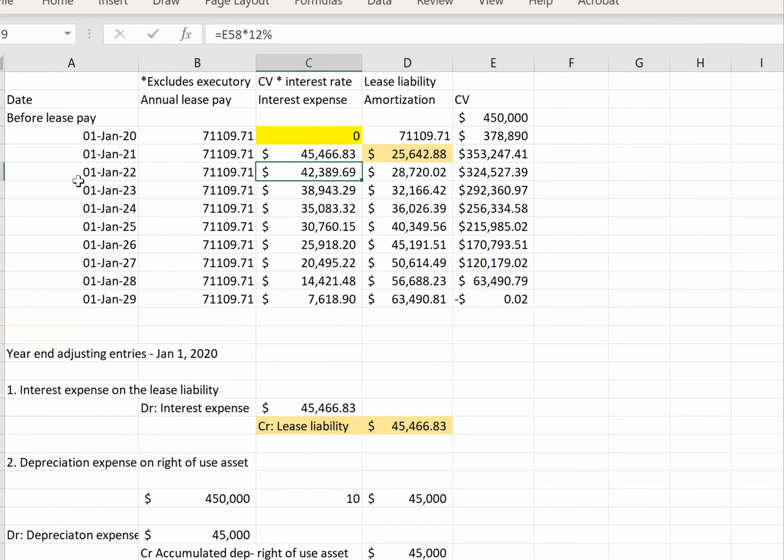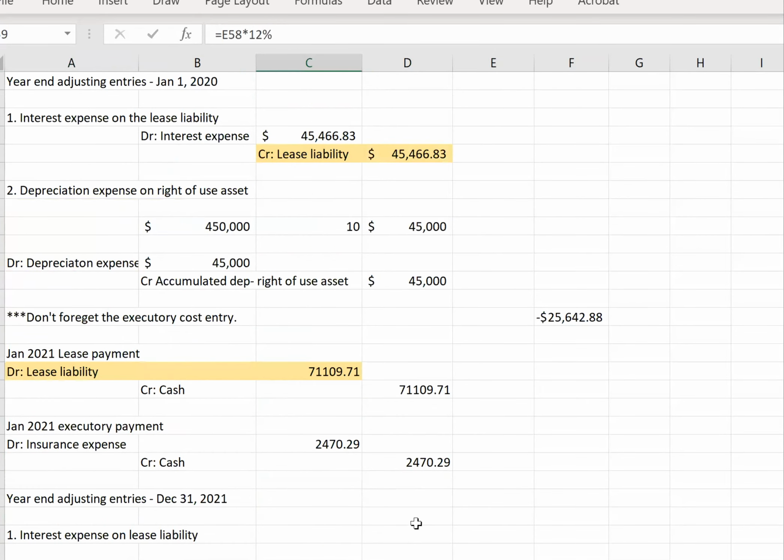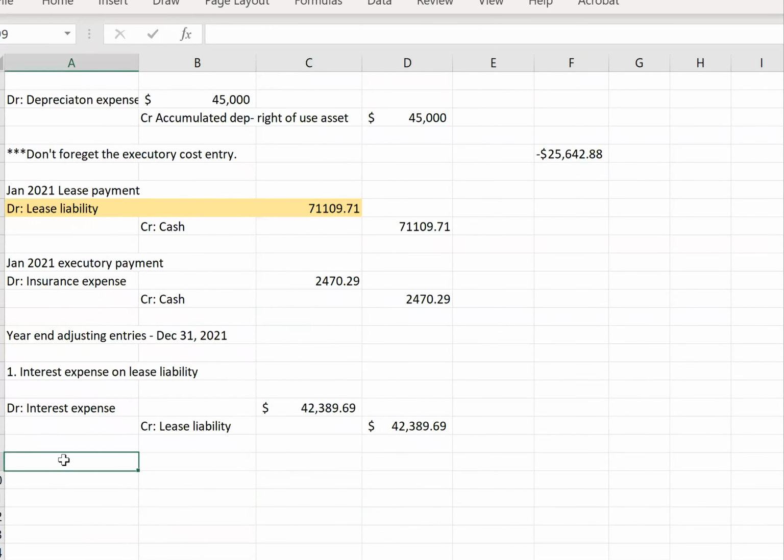Yeah, so see how we're right here now. So we're December 31st, 2021, which is essentially January 1st, 2022. You can see how there's only a day difference. So this is the interest expense that we're picking up each year, at the end of each year.